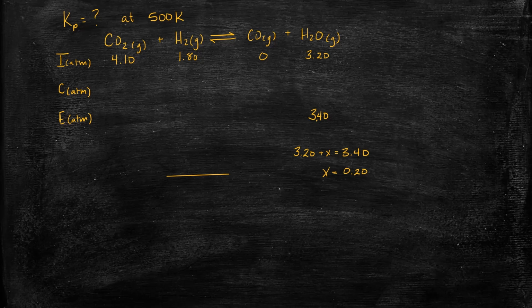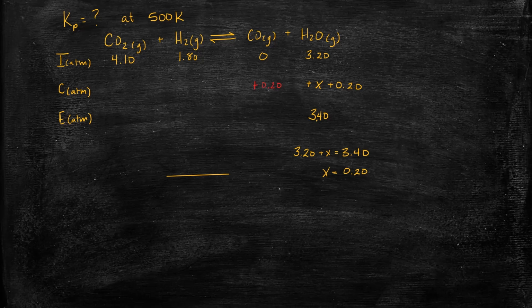So when we're looking at our equation, I'm going to note that we have a 1-to-1 ratio for everything because there are no coefficients in front of any of our molecules in the balanced equation. So that means that we are going to add 0.20 to H2O, and in a 1-to-1 ratio we're going to add or subtract 0.20 from all of them because, again, the coefficients are all 1.